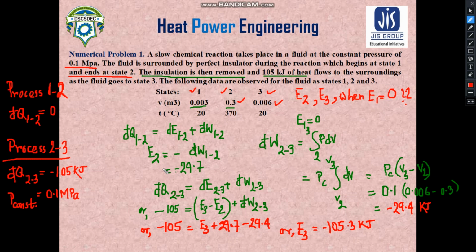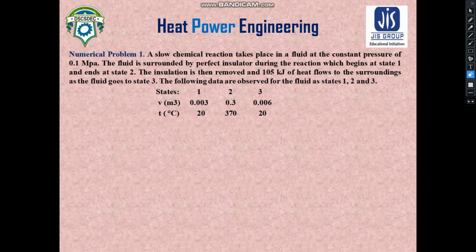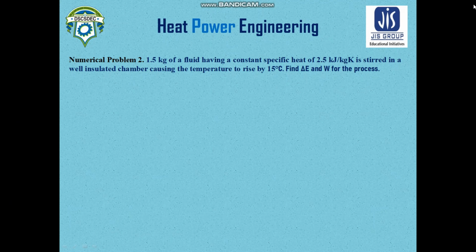So therefore we can calculate the internal energy at state point 3 and state point 2. This is a very simple application of the first law of thermodynamics and the work done. This is the displacement work formula. We have already taken some numericals regarding this. If you are able to understand the work done during this constant pressure process, then it is a very simple problem. With this, let us move on to the next problem.